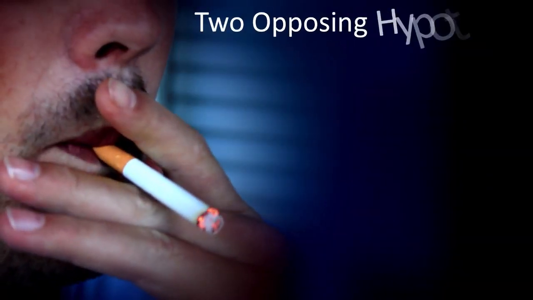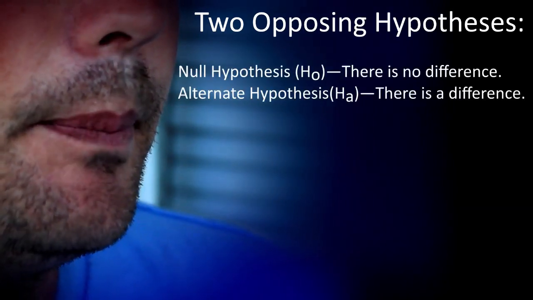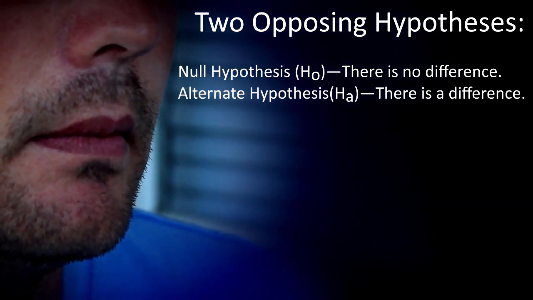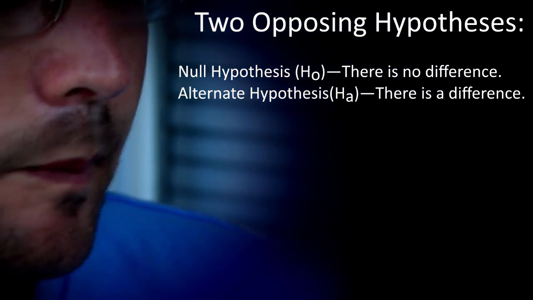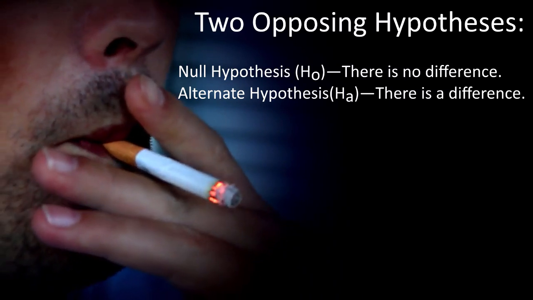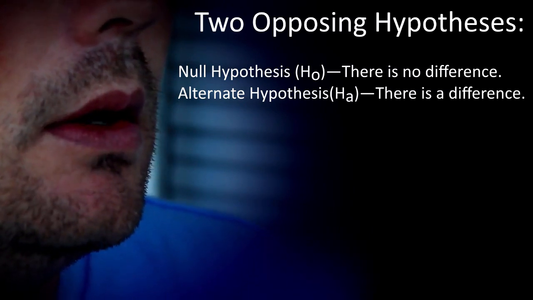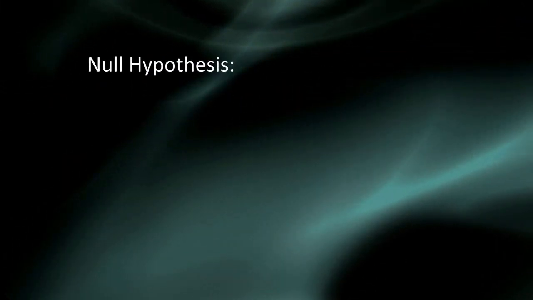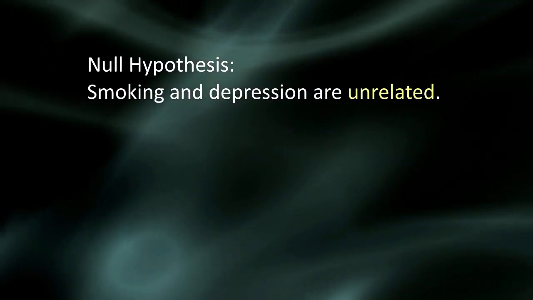First, there are 2 opposing hypotheses for this question. The null hypothesis, commonly shown as an H subscript 0, is that there's no difference in smoking quantity between people with and without depression. The alternate hypothesis, shown as H subscript A, or sometimes shown as H subscript 1, is that there is a difference in smoking quantity between people with and without depression. The null hypothesis basically says nothing special is going on between depression and smoking. In other words, that they're unrelated to one another.